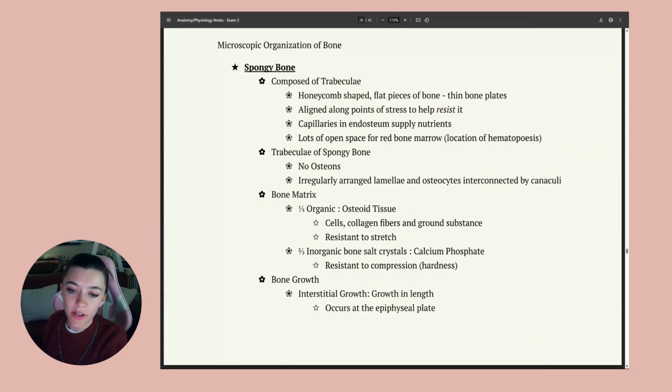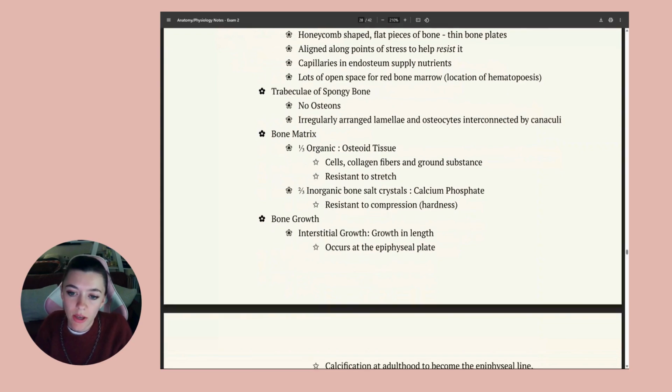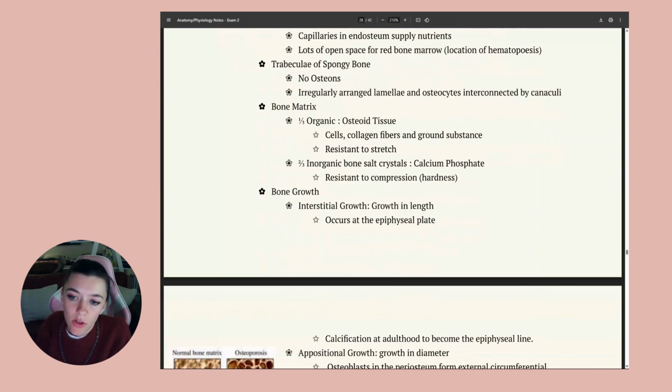The trabeculae do not contain osteons, and have irregularly arranged lamellae and osteocytes, which are interconnected by canaliculi. Bone matrix is 1/3 organic and 2/3 inorganic. The organic part is your osteoid tissue. It has cells, collagen fibers, and ground substance, and it is resistant to stretch. Inorganic bone salt crystals, which are calcium phosphate, are resistant to compression, so they're very hard.